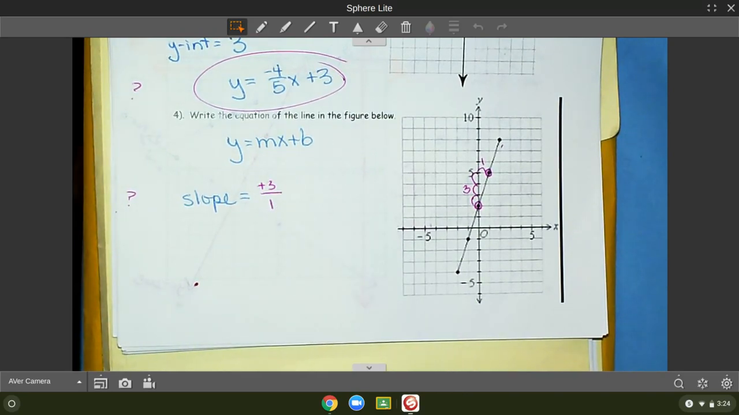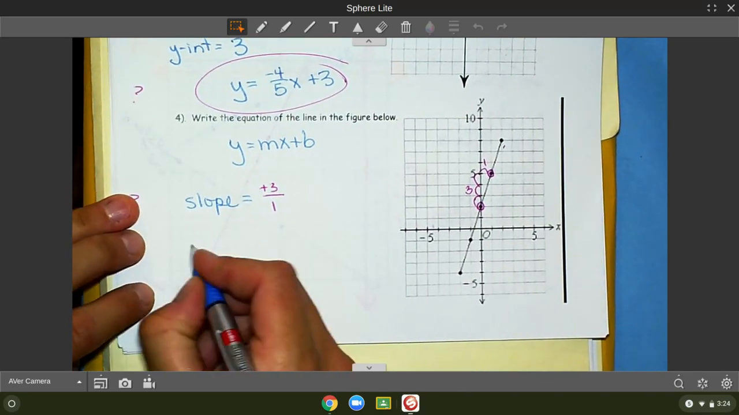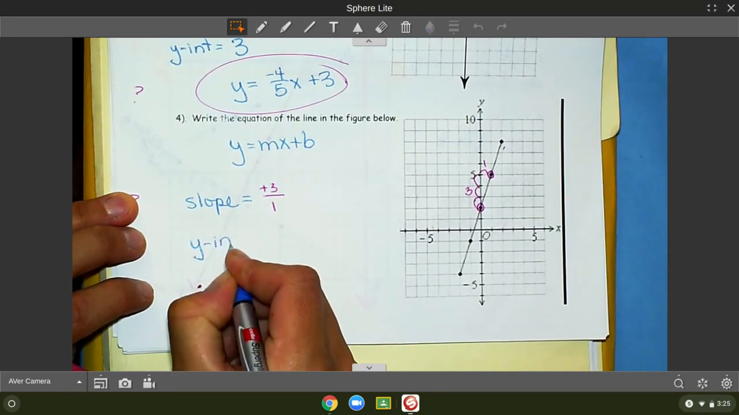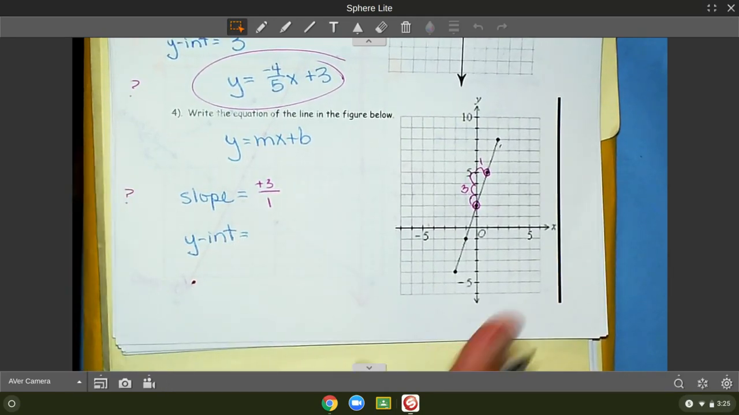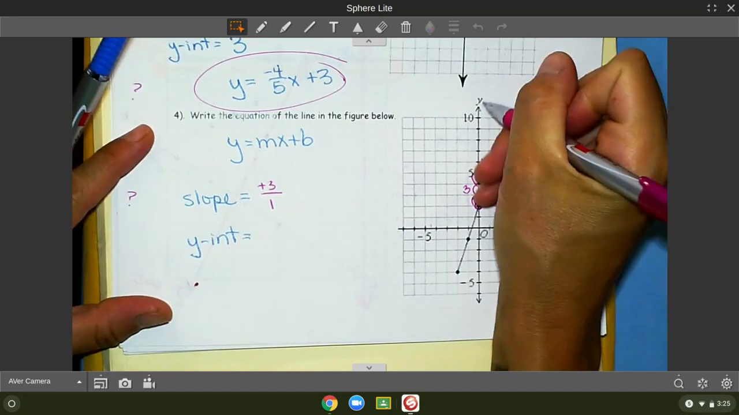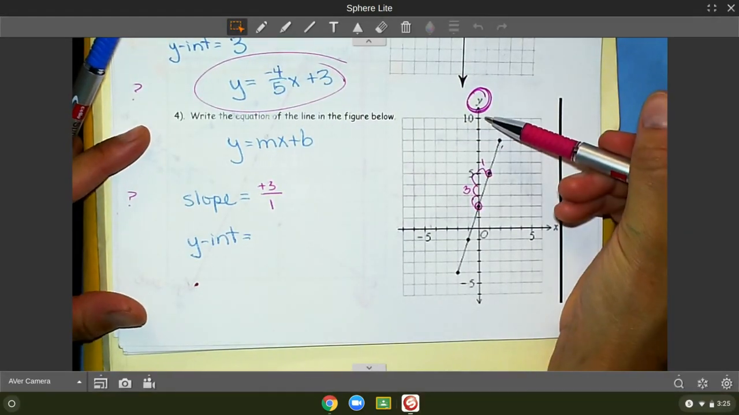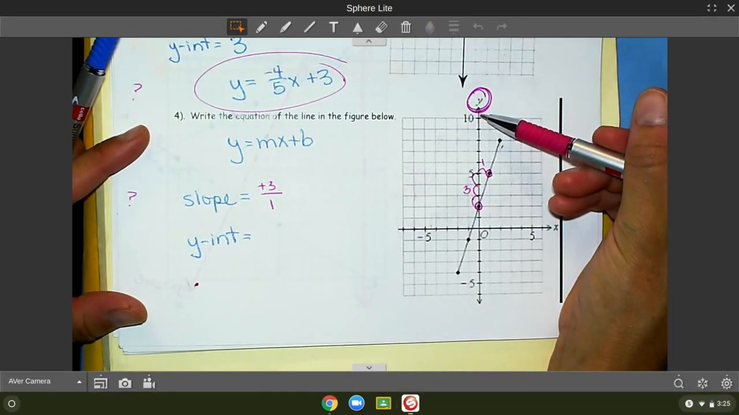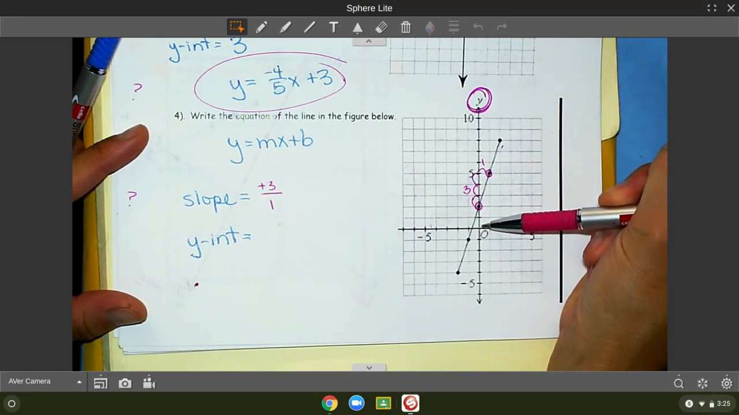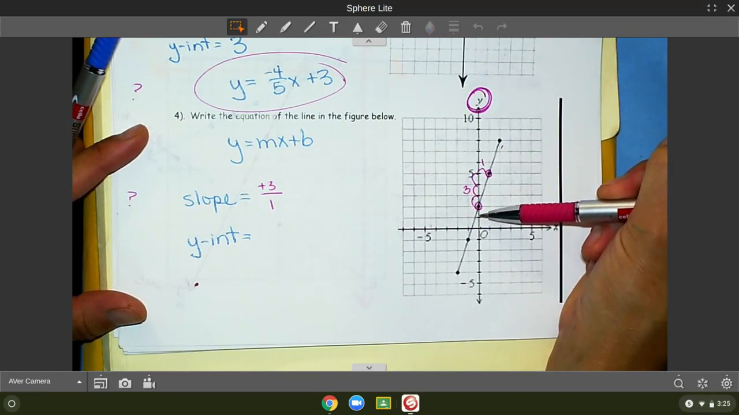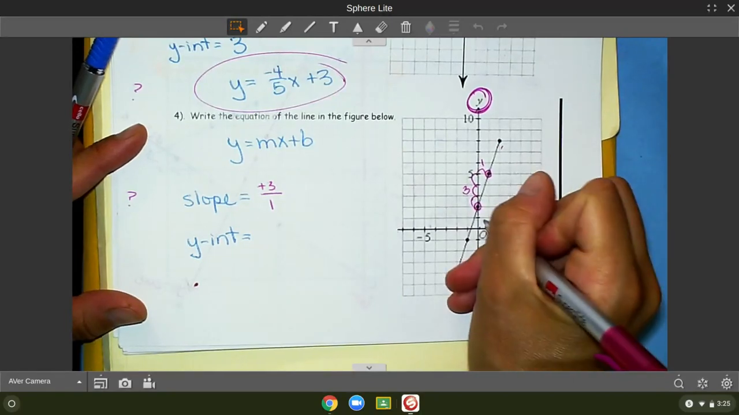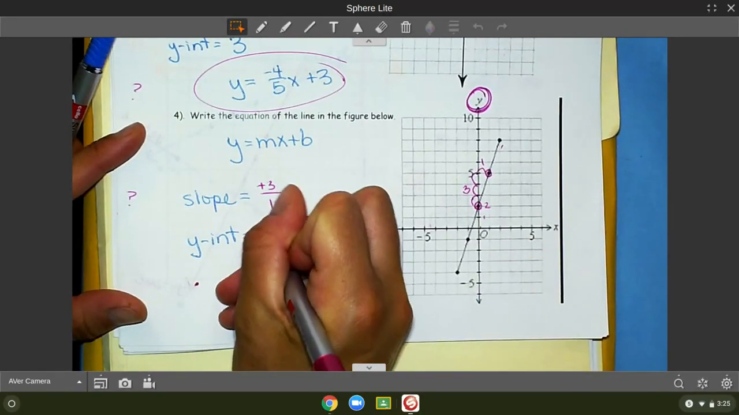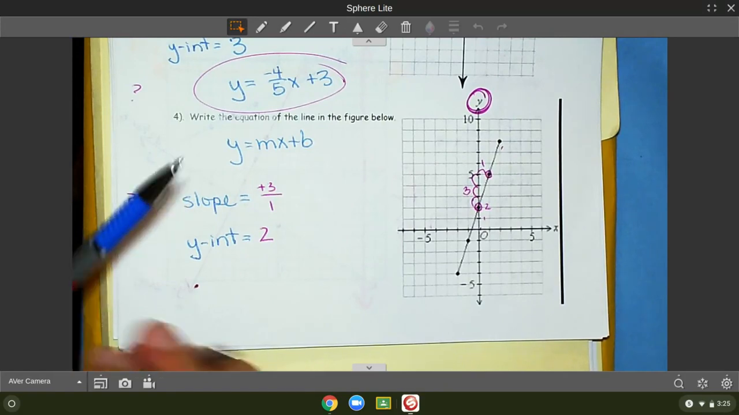All right. Now the next thing we need to do is write down the y-intercept. Okay, so everybody look carefully now. Look at your y-axis. What point is on the y-axis? All right, did you choose? Let's see, start at the origin. Looks like that's going to be the number. So here's 1, here's 2. So your y-intercept is 2.